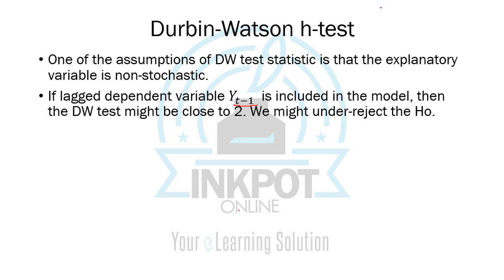So far, all the regressions that we have seen look something like this: beta 1 plus beta 2 x2 plus beta 3 x3, and so on, and the disturbance term. So what happens, let's say, if we include a lagged dependent variable?